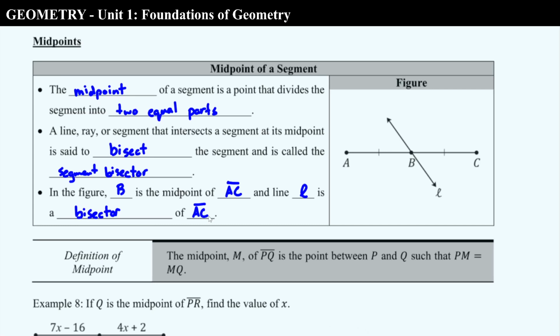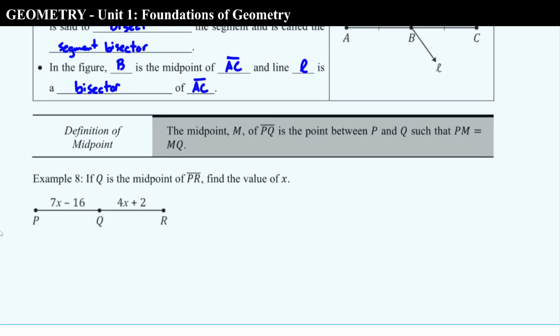So, below I give you a more formal definition of midpoint. The midpoint M of PQ, segment PQ, is the point between P and Q such that PM equals MQ. Okay, so in this figure here, the length of AB is equal to the length of BC. And that is indicated by these tick marks. Whenever you see tick marks, that means these two segments are the same length. So let's do an example for this one.